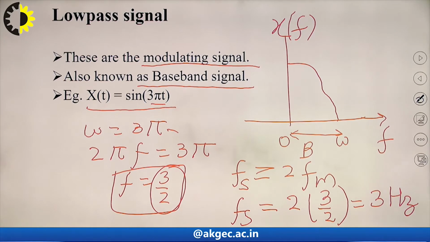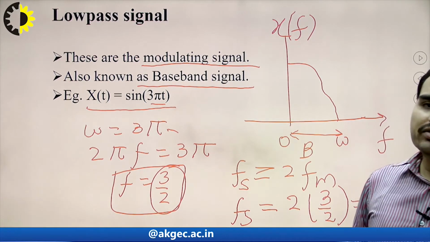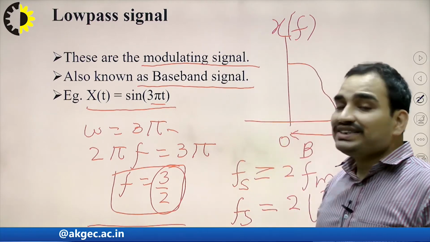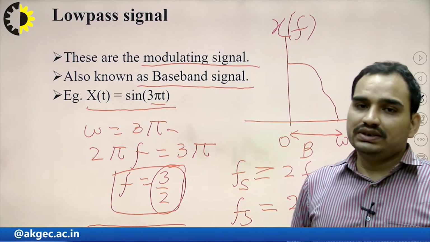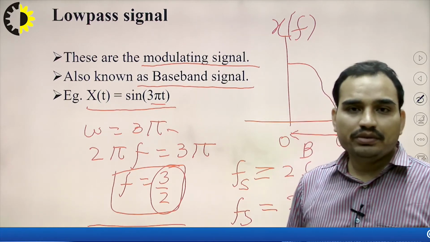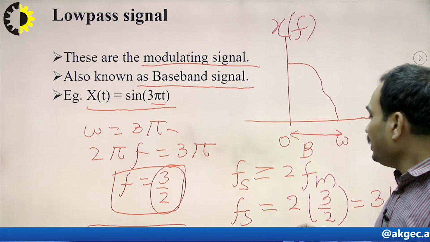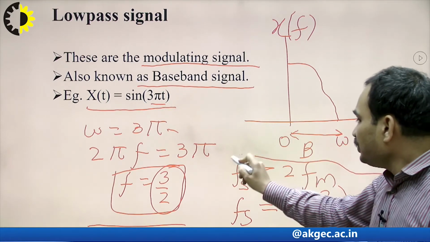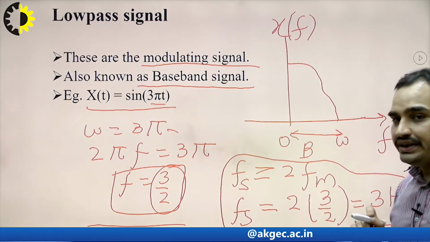So this is how we find the sampling frequency for a baseband signal or the low pass signal. These baseband signals are nothing but the modulating signal which we have seen, and we find the sampling frequency using the Nyquist criteria.